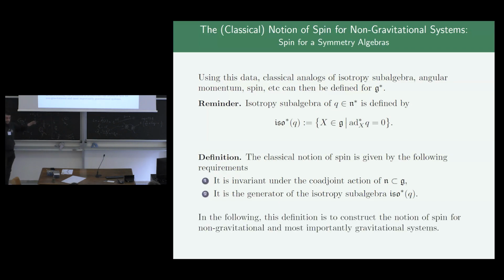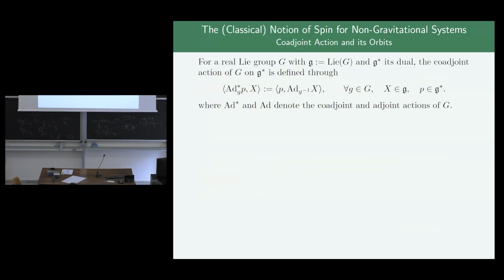In the following, I will use this definition to construct the notion of classical spin, first for a non-gravitational system, and then its extension to the presence of gravity. An important concept is the coadjoint action and its orbits, which is defined through the same pairing, dually. The dual of the coadjoint action is the adjoint action. So this is the defining relation of the coadjoint action of the group G on the dual of the Lie algebra.